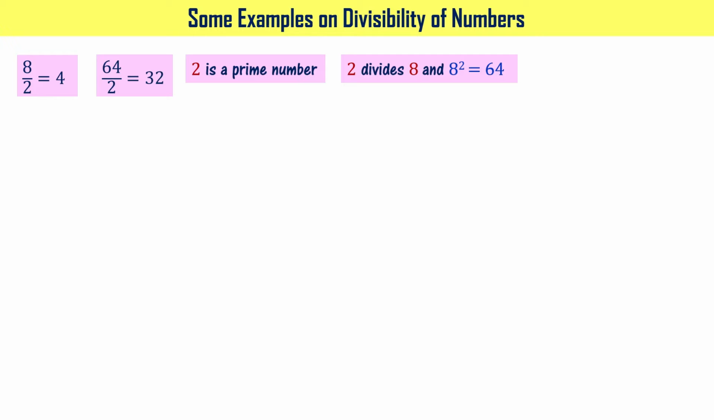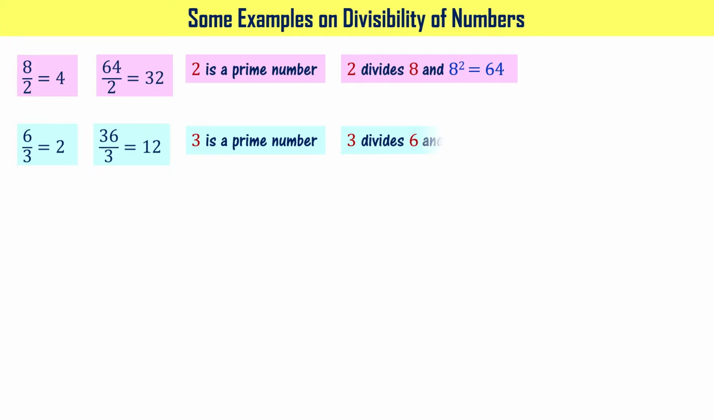Let's consider another example. 6 divided by 3 equal to 2. It means 3 divides number 6. 36 by 3 equal to 12. It means 3 divides 36. In this particular case, 3 is a prime number. And number 3 divides 6 and 6 square, that is equal to 36.